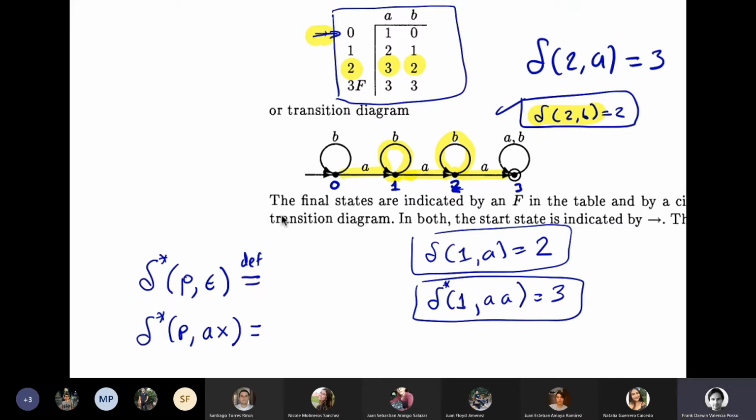Any ideas? The first one would be P again? Jeremias? Yes. The first one will be P. So basically, if you are in some state and you read nothing, you stay there. Nothing is the empty sequence. And what happens in this case? You are reading a string whose first symbol is A.